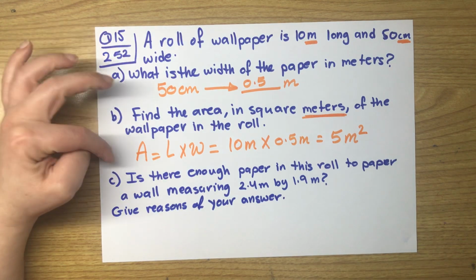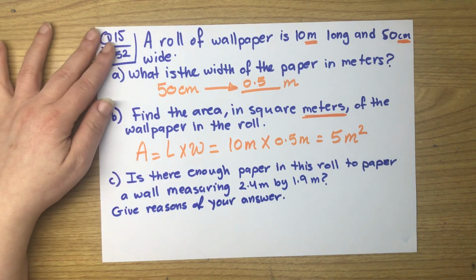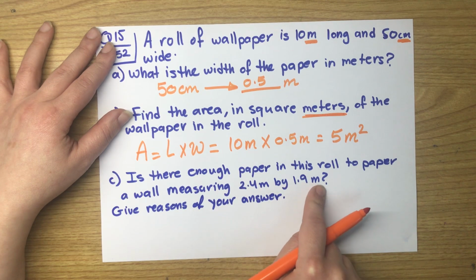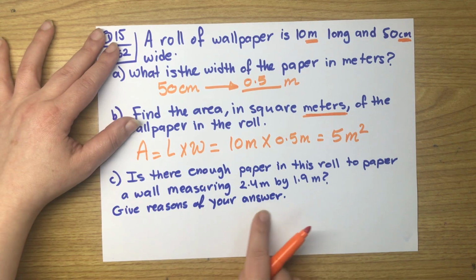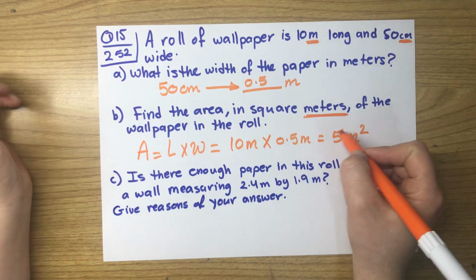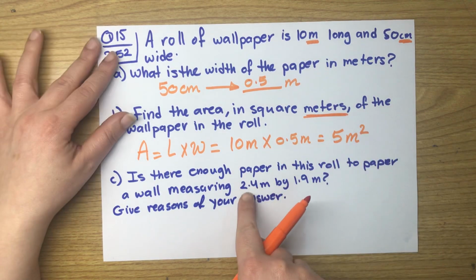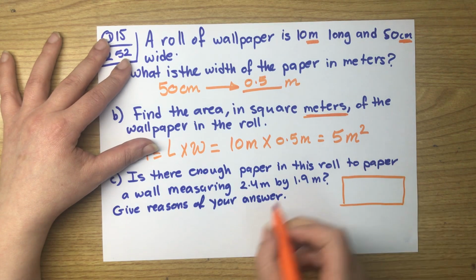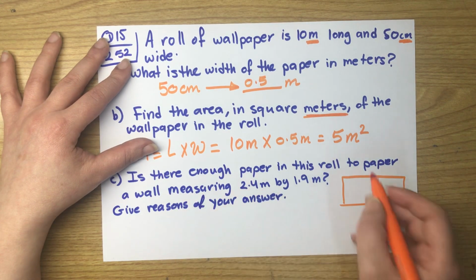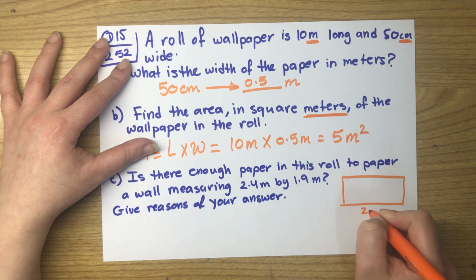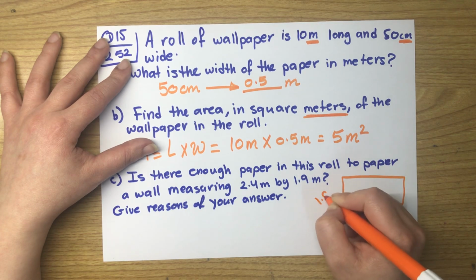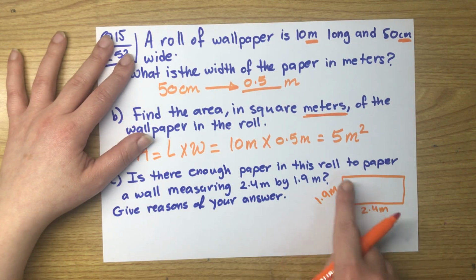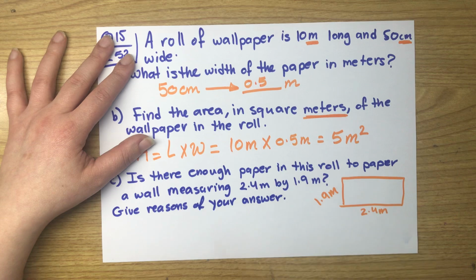Okay? So, is there enough paper in this roll to paper a wall measuring 2.4 meters by 1.9 meters? Give reasons of your answer. So to find if this 5 meters squared is enough to cover up this wall, okay, so here's 2.4 meters, here's 1.9 meters. Okay, is this 5 meter squared enough to cover or paper this wall?